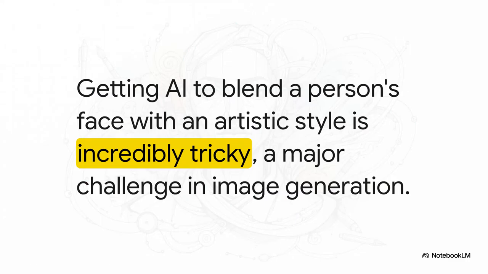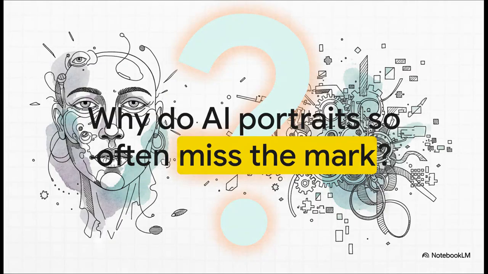And listen, this isn't just a minor glitch we're talking about. The entire research community pretty much agrees this is one of the biggest hurdles in AI image generation. I mean, think about it. How do you apply a really radical artistic style with all its crazy distortions and unique quirks and still keep the essence of that person's identity totally intact? It's super tricky.